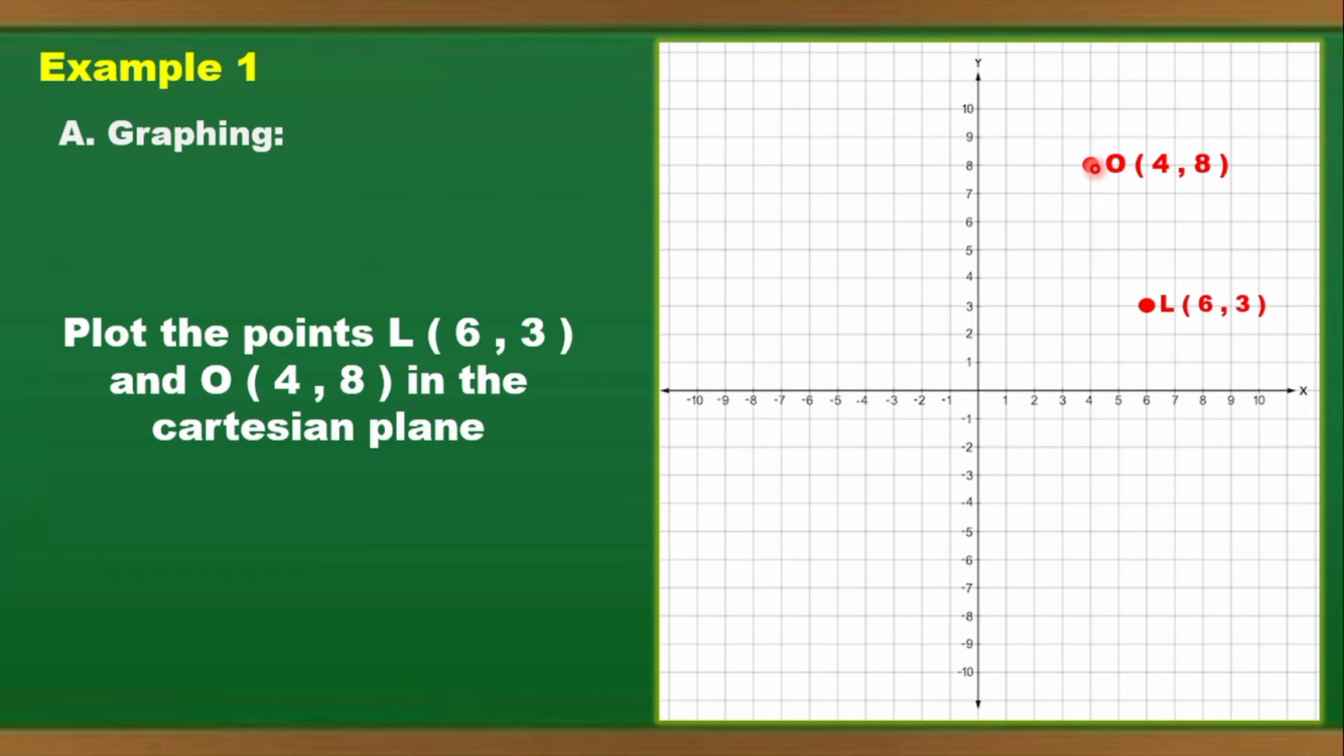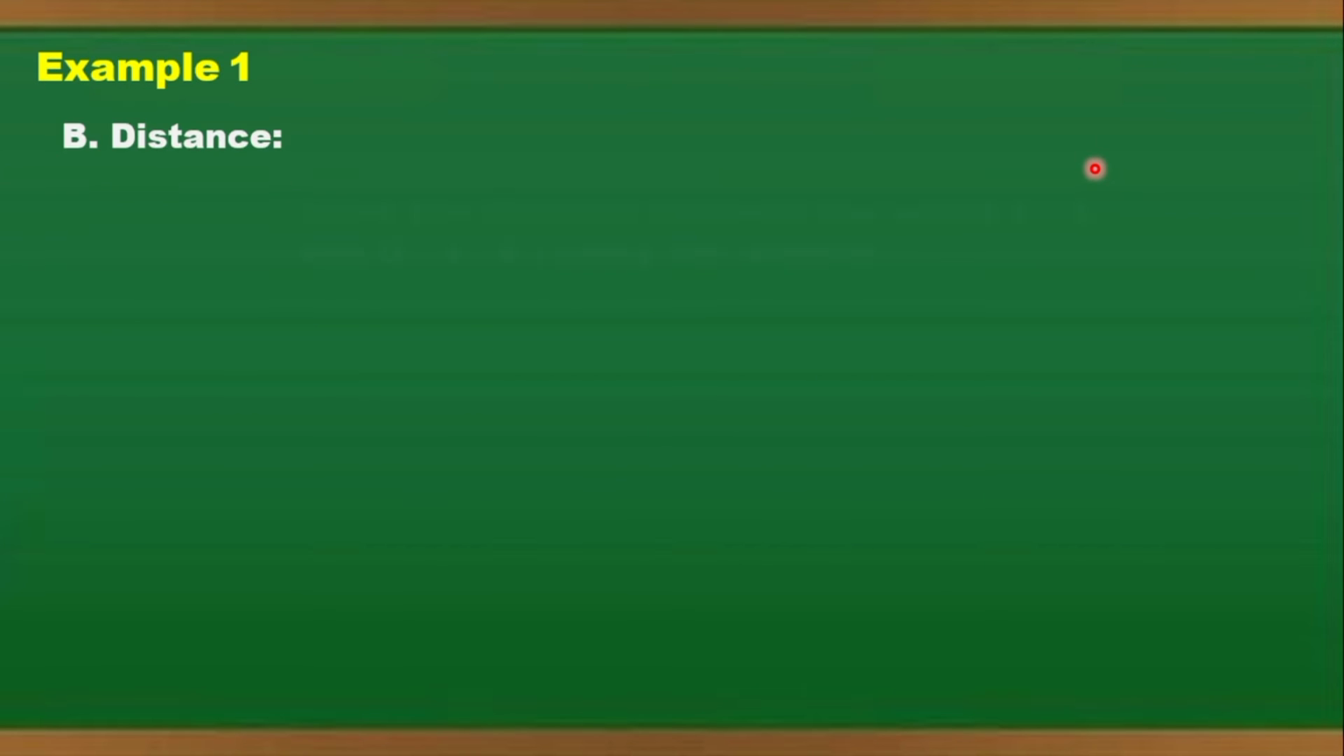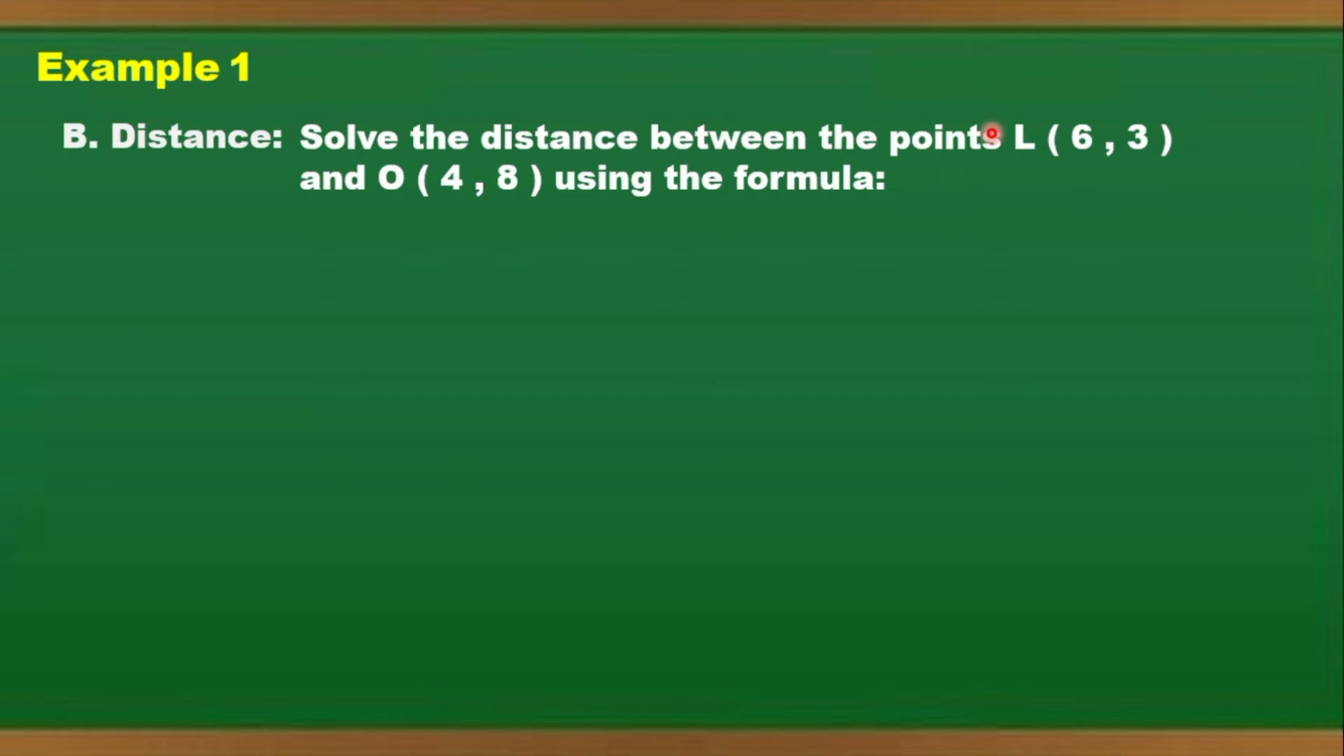Now that we find points L and O, let's find its distance. Solve the distance between the points L, open parenthesis 6, 3, close parenthesis, and O, open parenthesis 4, 8, using the formula d is equal to square root of open parenthesis x sub 2 minus x sub 1 close parenthesis squared plus open parenthesis y sub 2 minus y sub 1 close parenthesis squared.